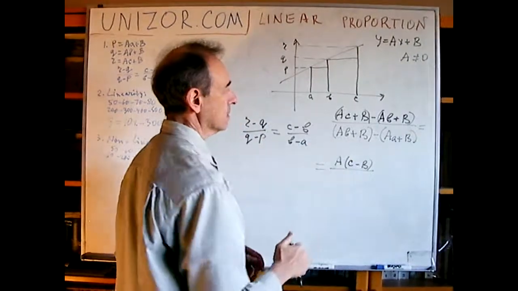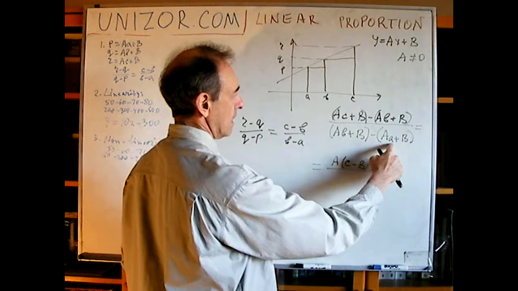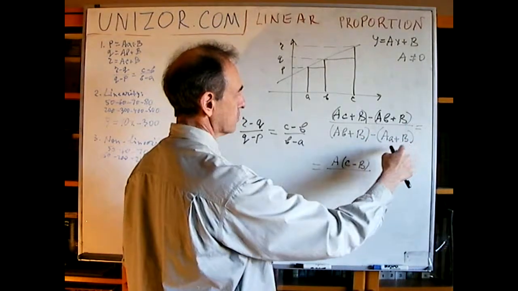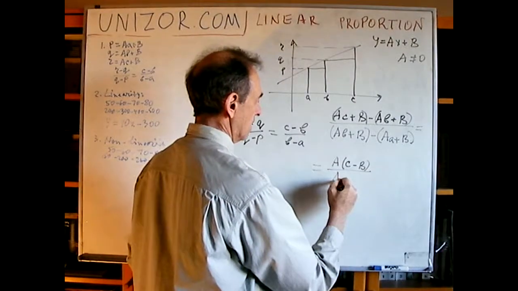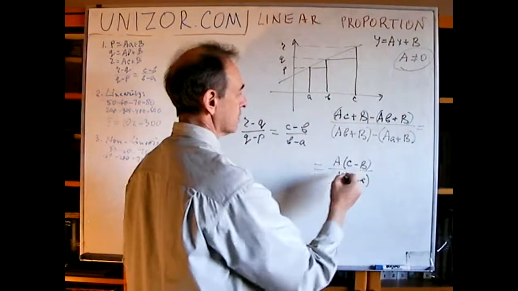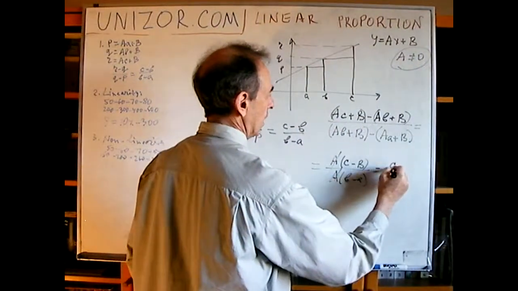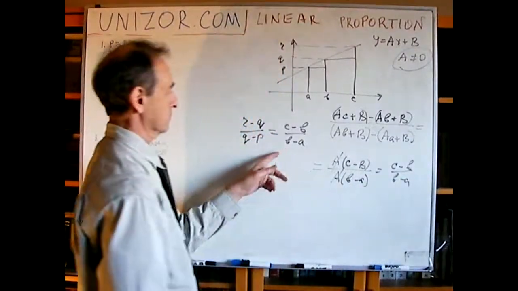Now, in the denominator, I will have a similar picture. It would be minus AA minus B, so B will be reduced, so it will be AB minus AA, so it's AB minus A. Since A is not equal to 0, I can reduce by A, and it's C minus B divided by B minus A.